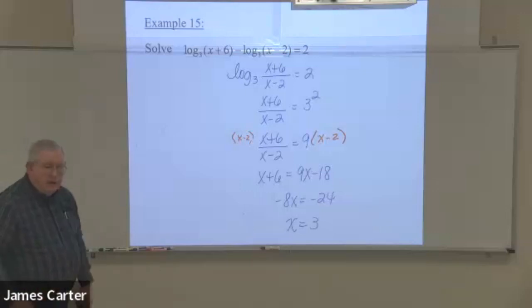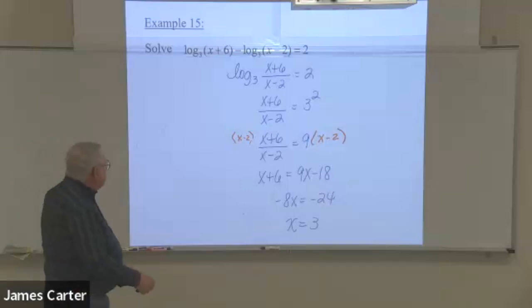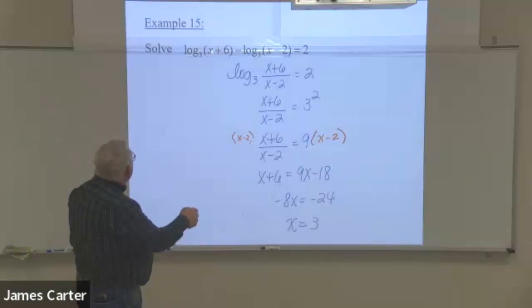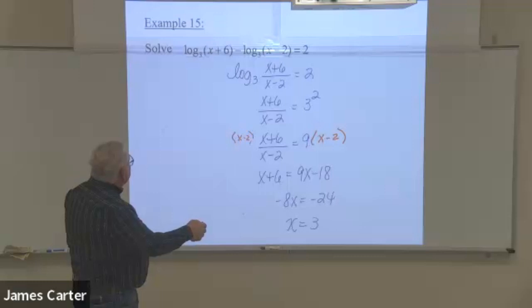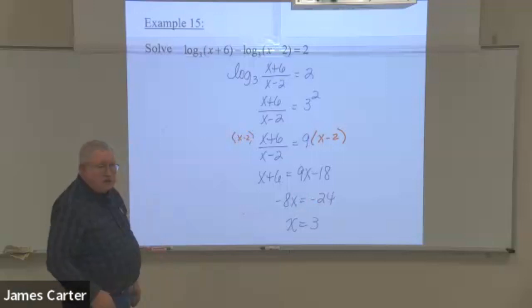Now, what have I got left? Check. So we'll take this 3. 3 plus 6 is 9, that's good. 3 minus 2 is 1, that's good. So that's a good answer.